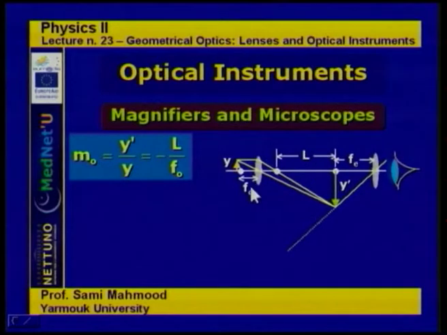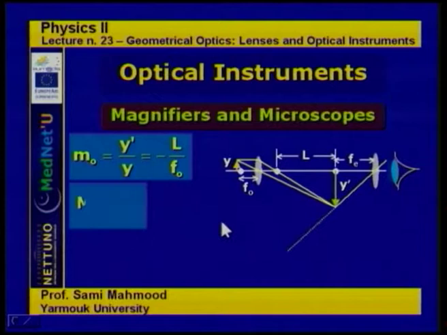In this case, we set the object at the focal point of the objective lens, F naught, and we make the image slightly farther than the focal point. If we put the image on the focal point of the eyepiece, then the final image is at infinity, and the eye sees it in a relaxed condition. Then the magnification M naught is equal to final y prime divided by y, which is minus L over F naught, from the triangles.